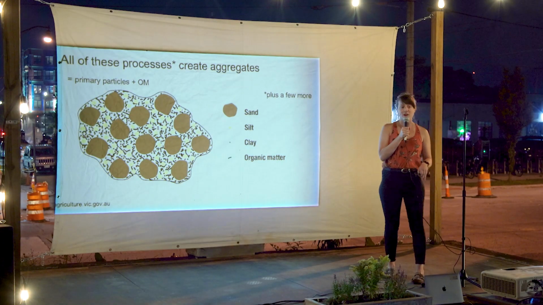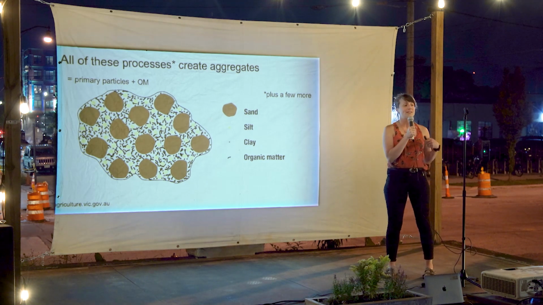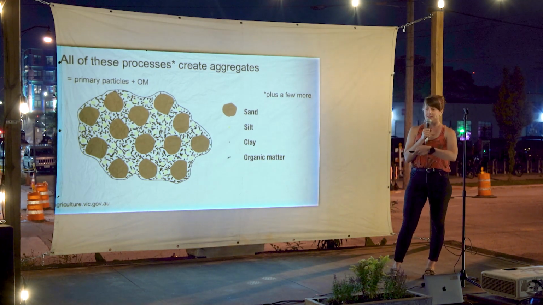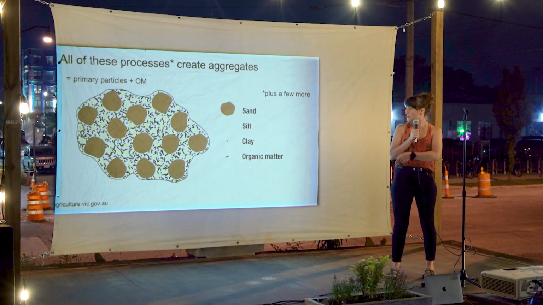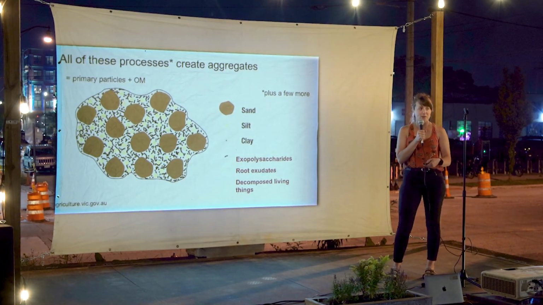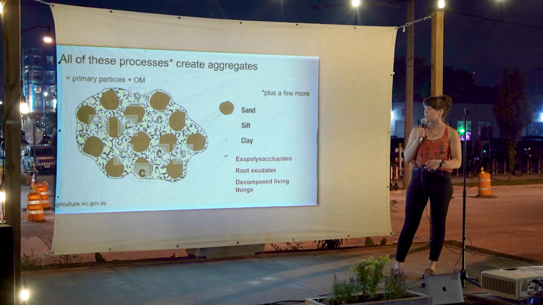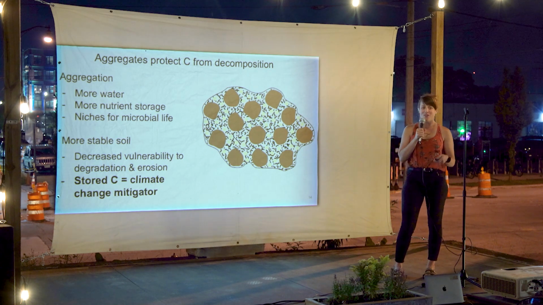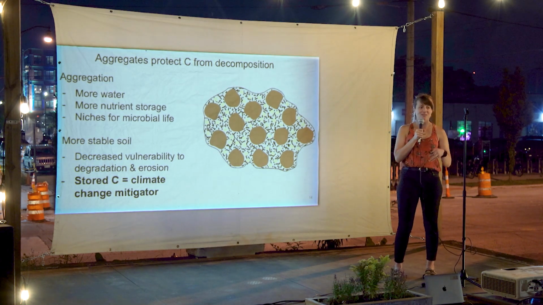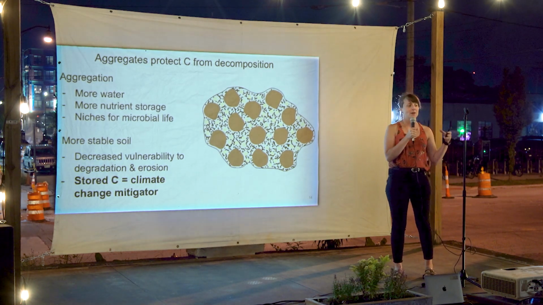Okay, and all of these processes, plus a few others, cause aggregation. And aggregation is this combination of these primary particles, sand, silt, and clay, and organic matter, or again, these exopolysaccharides, root exudates, and decomposed living things, or carbon. And sometimes the slide just skips. So we have all this carbon and all of these primary particles stuck together, and that's kind of great because the carbon is then protected within these aggregates. So if it can't be decomposed, it can't be respired into the atmosphere, it gets to hang out in the soil, so that's really good.